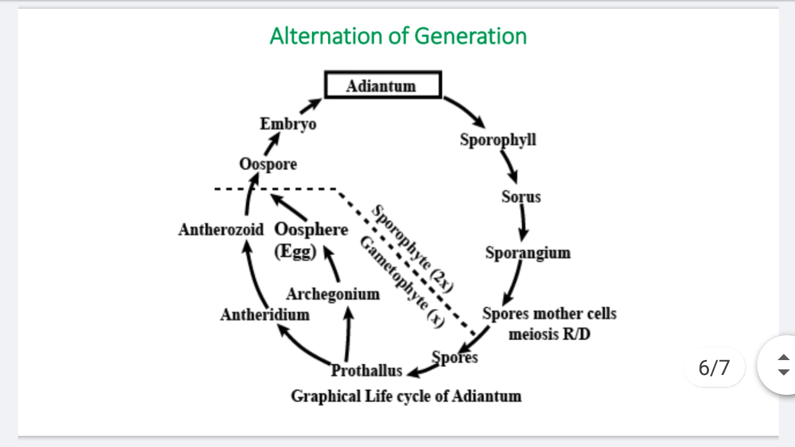Now this is the alternation of generation in adiantum. You see at the top, the adiantum sporophytic plant body is there. That sporophytic plant body is the diploid, long-lived, green plant body made of an underground rhizome, then roots and aerial leaves. This adiantum produces the sori on the dorsal side of the leaves toward the margin of the leaves. These sori contain many sporangia.